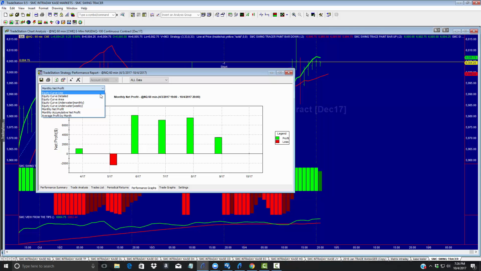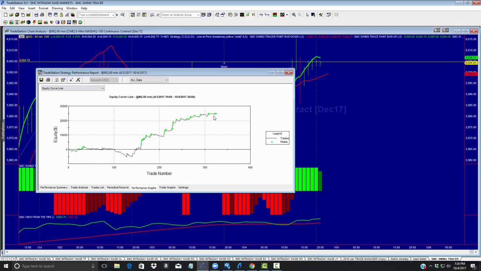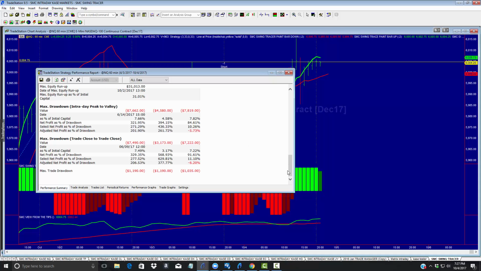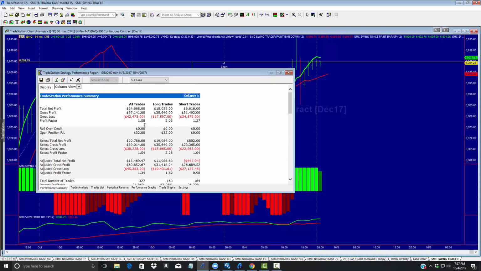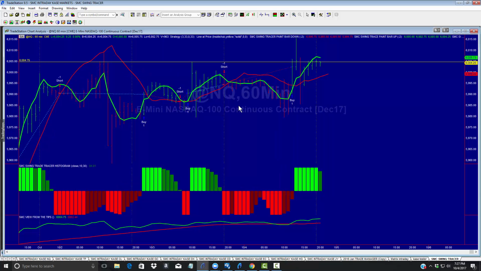Let's put it on an equity curve, and there's the equity curve. Pretty flat for the beginning, and then she started to run on out. Profit factor of 1.58 over the last 6 months, $24,000: $18,000 long, $6,000 short. That, folks, is a trading strategy matched with trading indicators.